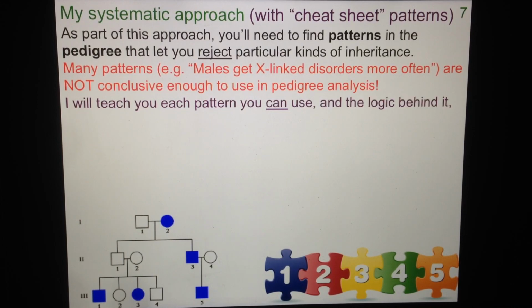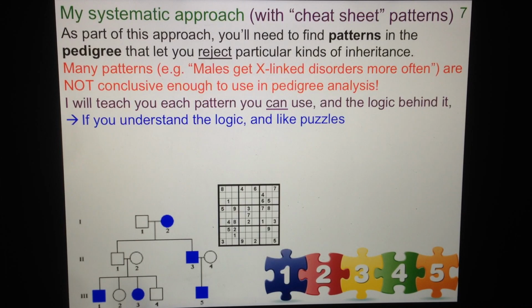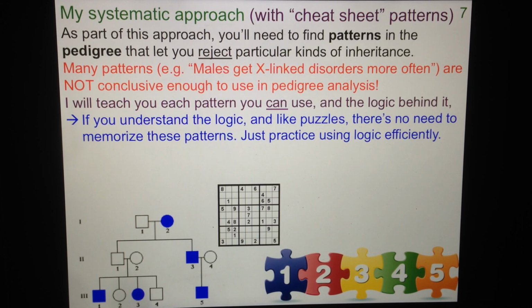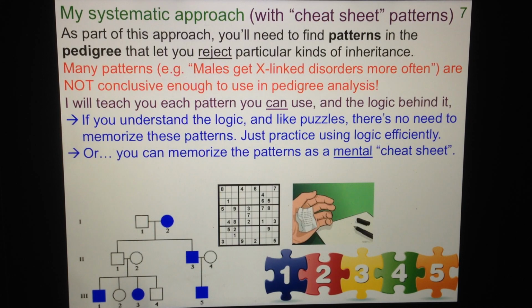I'll also teach you the logic behind why they work, so that you can use it to solve these problems on the pedigree level. If you understand the logic behind these patterns, and if you really like solving puzzles like I do, like Sudoku and whatnot, you don't actually have to memorize all the patterns. There are 8 patterns, and you can figure them out for yourself from the pedigree itself. Just use your logic and practice so you can do it very quickly. But if you don't like puzzles, you can also just memorize all 8 patterns so you know what you're looking for. You can basically turn it into a mental cheat sheet. Notice I said mental cheat sheet.